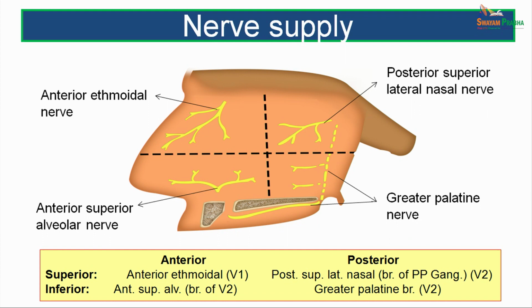Let us see the nerve supply of the lateral wall of nose. Again here we can divide the lateral wall into four quadrants.